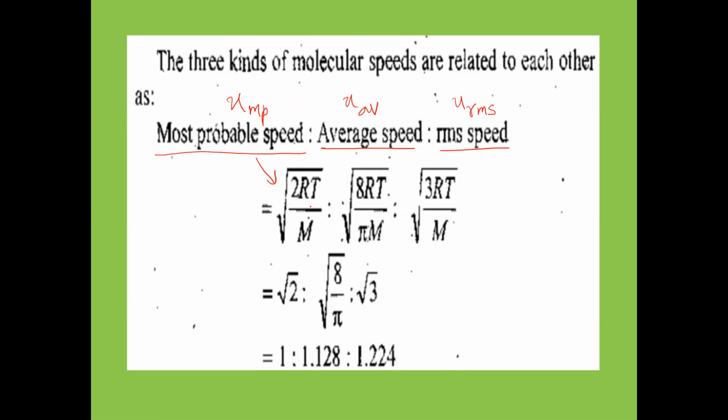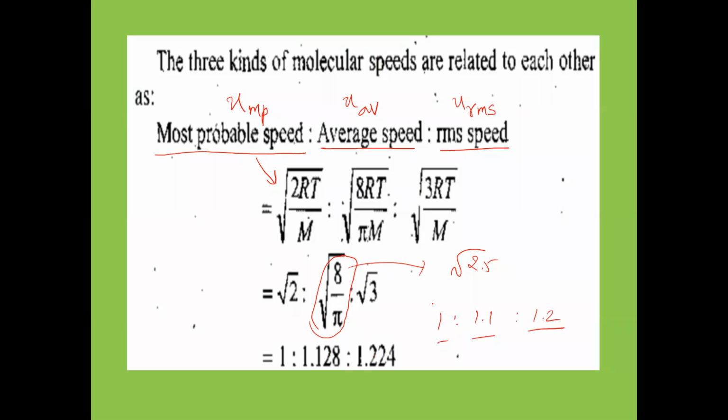So the ratio of these three types of velocities can be taken as under root 2 : under root 8 by pi : under root 3. Under root 8 by pi is approximately the square root of 2.5. So the ratio is square root of 2, square root of 2.5, square root of 3, that is 1 : 1.128 : 1.224. To remember easily, take 1 : 1.1 : 1.2.